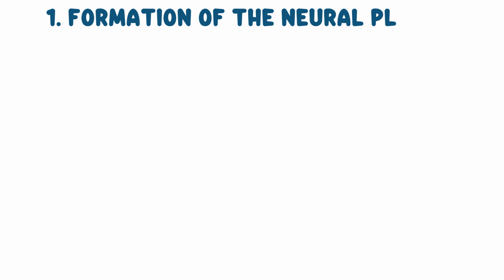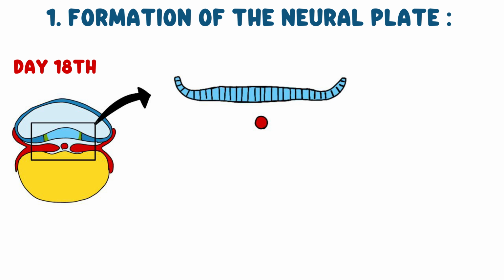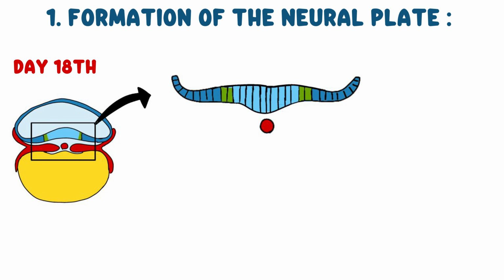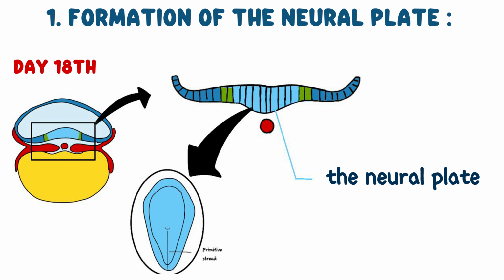Formation of the neural plate. By the 18th day of embryological development, the notochord, situated beneath the ectoderm layer, sends inductive signals that stimulate the ectoderm to thicken along the midline. This process forms the neural plate, a flat, elongated structure resembling an inverted pear.